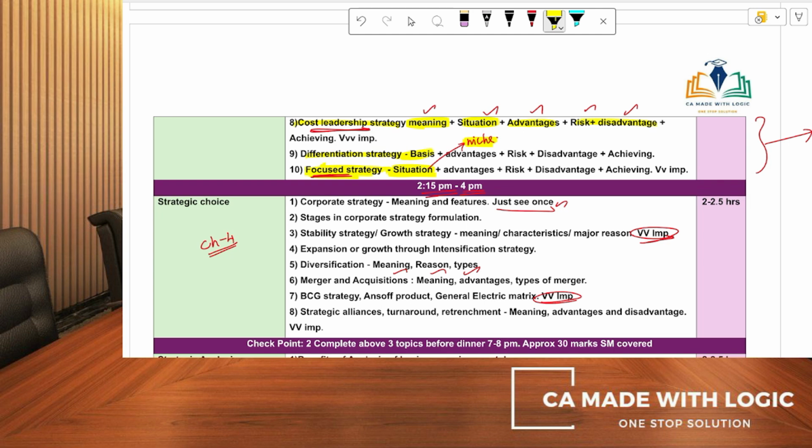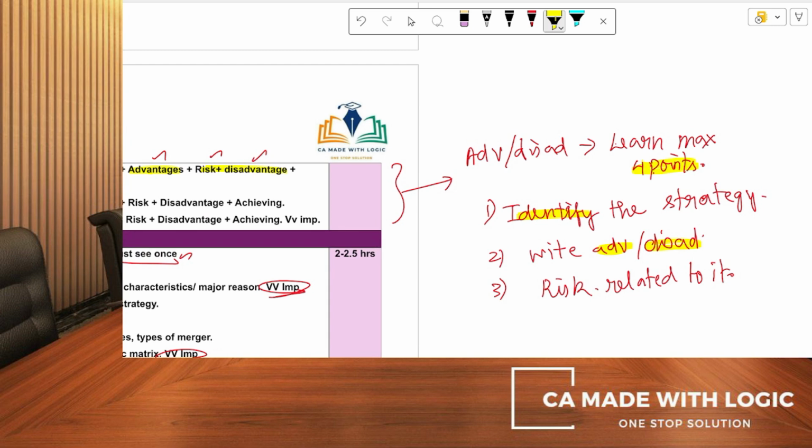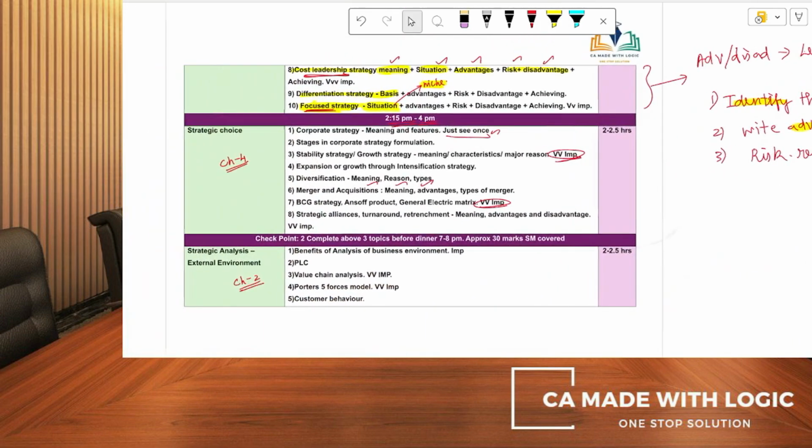Okay, then you can easily write the advantages and disadvantages, and a maximum of 4 points you need to learn in the advantages and disadvantages. Why I am saying this is because out of 4 points, during exam pressure, you might be able to recall only 3 or 2 points. Okay, even if those 2 or 3 points are correct, you will be able to score very good marks.